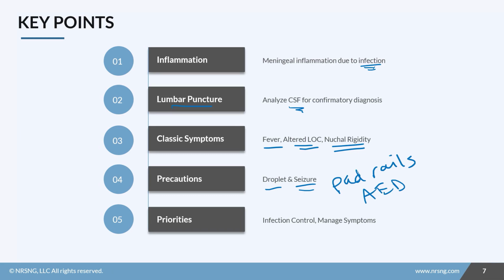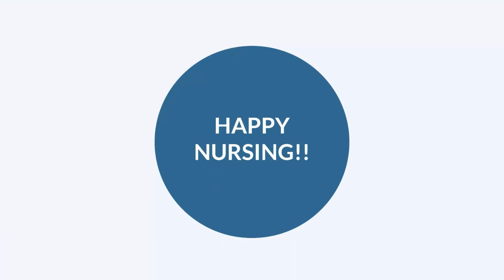Remember, in Module 3 of the respiratory course, we did talk about droplet precautions. So if you want to go back and review that, you can. And then we talked about seizure precautions in Module 5, the seizure module of the neuro course. So check that out as well. And then, of course, remember our priorities of care are to fight the infection, manage the symptoms, and of course, prevent any further transmission. So that's meningitis, and that wraps up the neuro course.